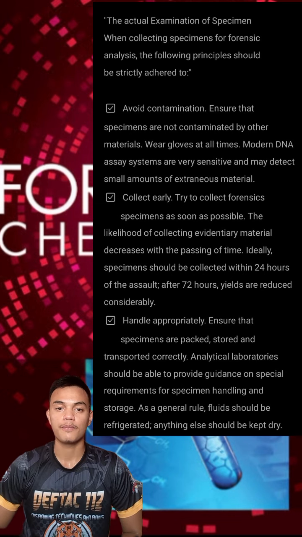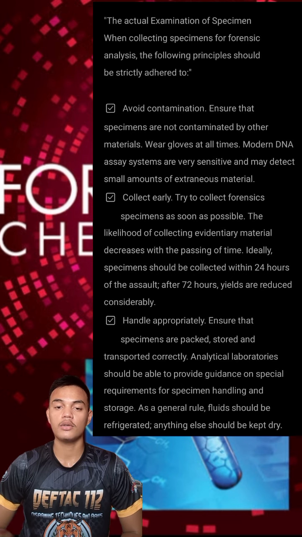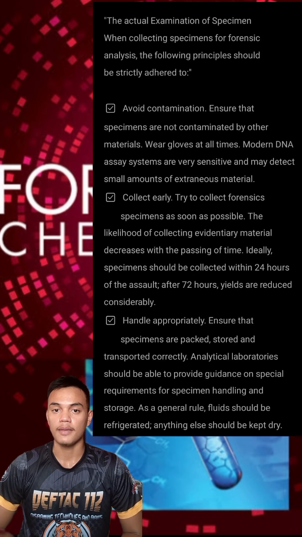Handle properly. Ensure that specimens are packed, stored, and transported correctly. Analytical laboratories should be able to provide guidance on special requirements for specimen handling and storage. As a general rule, fluids should be refrigerated. Anything else should be kept dry.